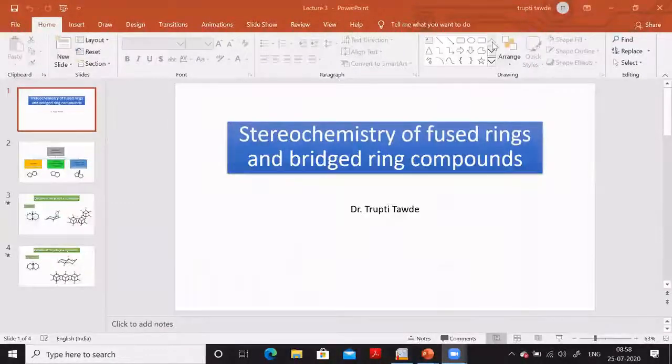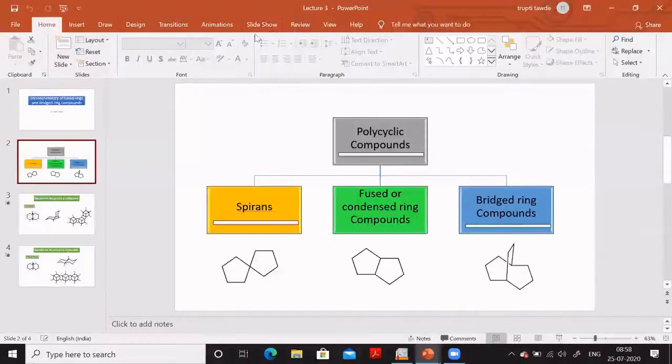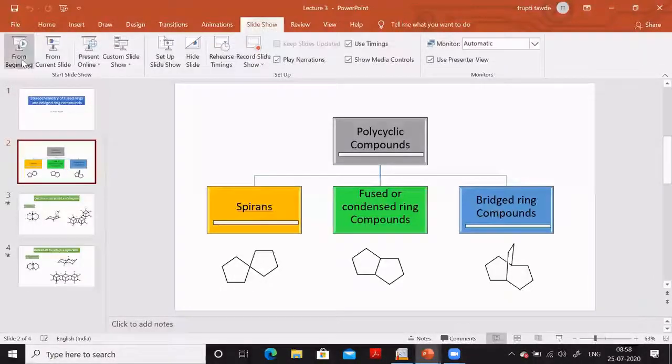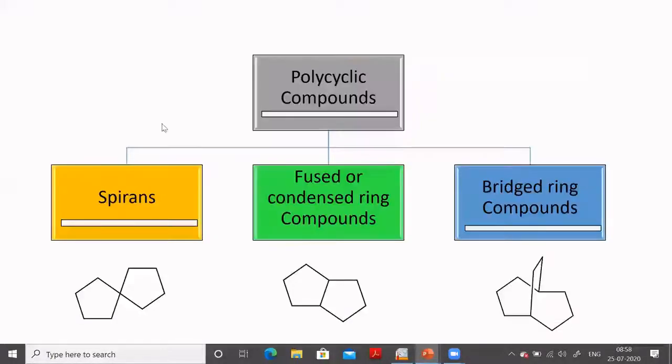The next part which I'm going to start is the stereochemistry of fused rings or bridge ring compounds. Now, when I talk about these bridge ring compounds or fused ring compounds, they're actually polycyclic compounds. These polycyclic compounds are actually of three types.